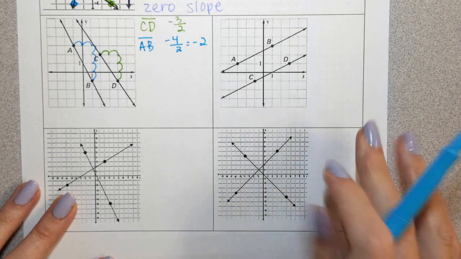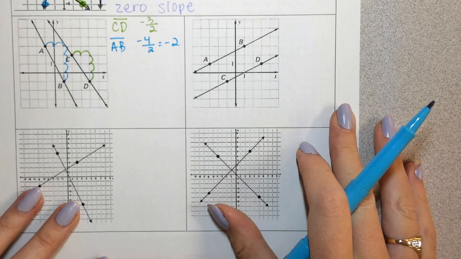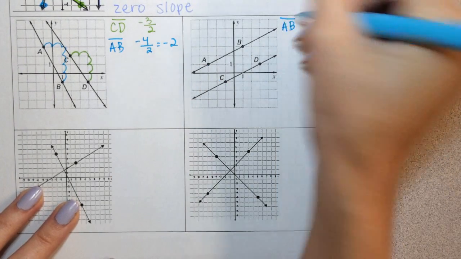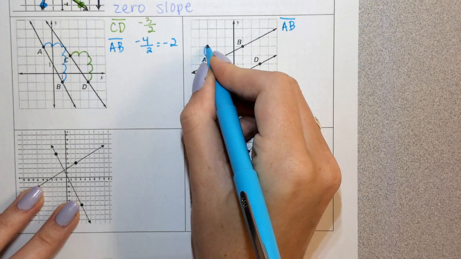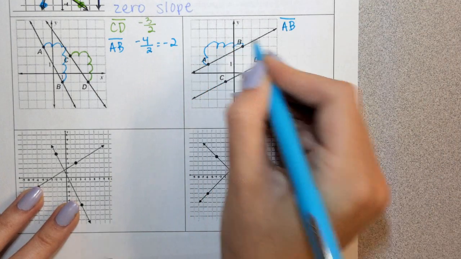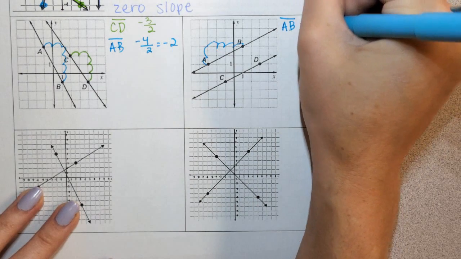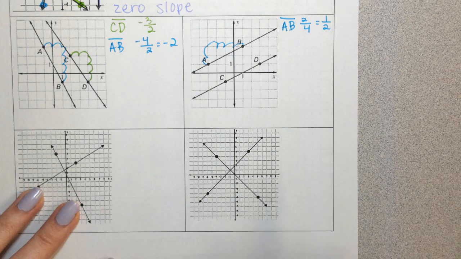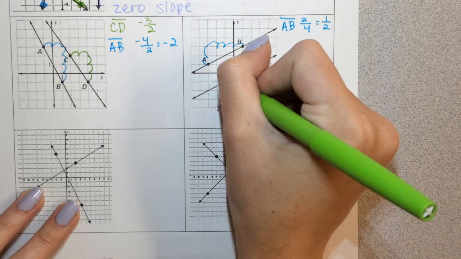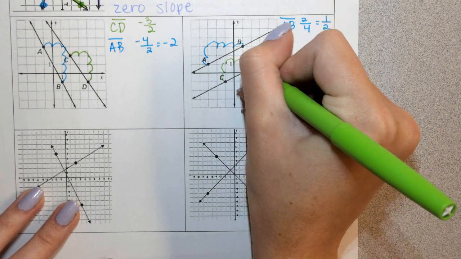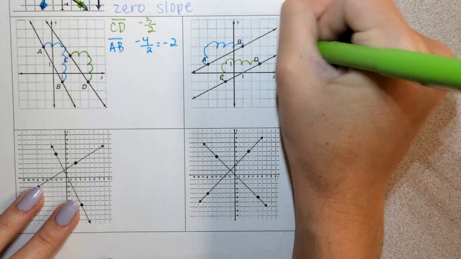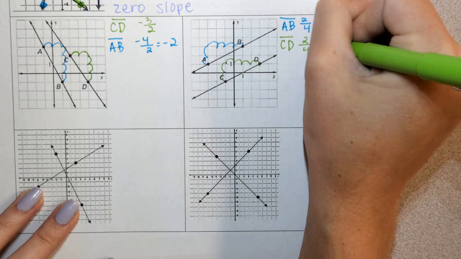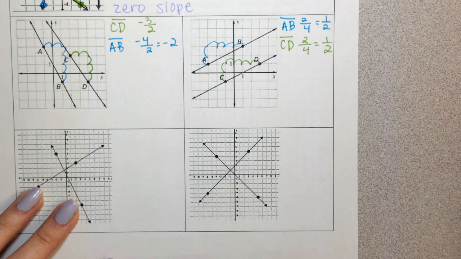Let's take a look at this one before we talk more about the lines. If we find the slope of AB over here, doing our rise over our run gives us a slope of 2 over 4, which simplifies to 1/2. And then finding the slope of CD, using our rise over our run, gives us the same slope of 2 over 4, which simplifies to 1/2.